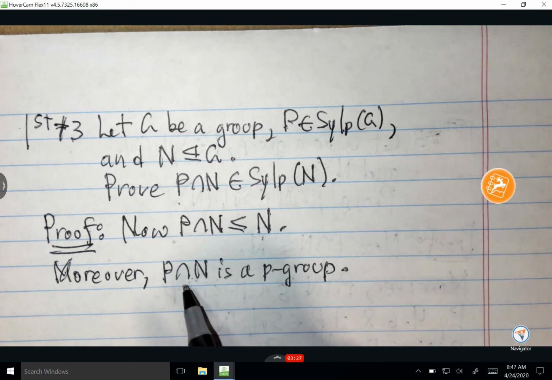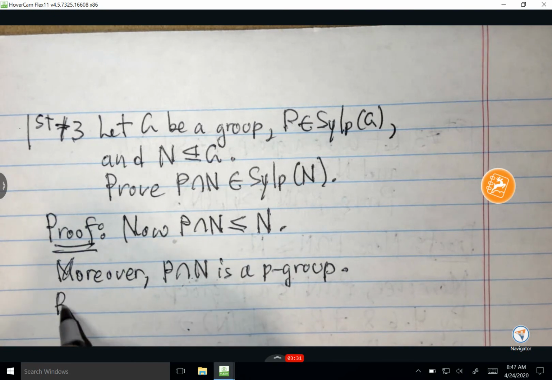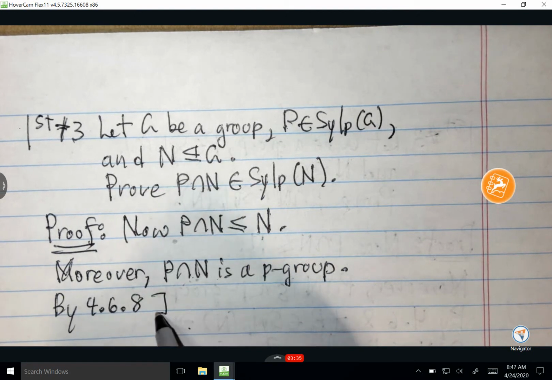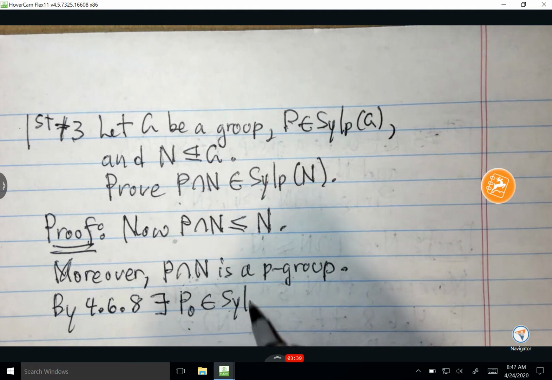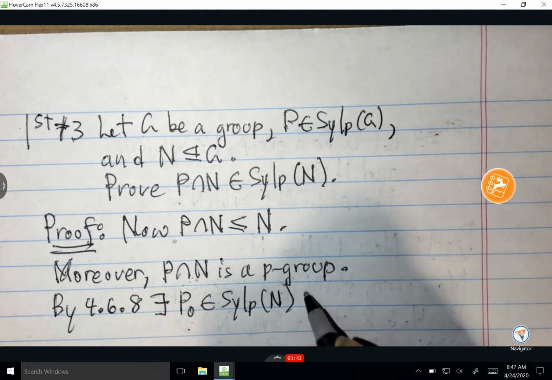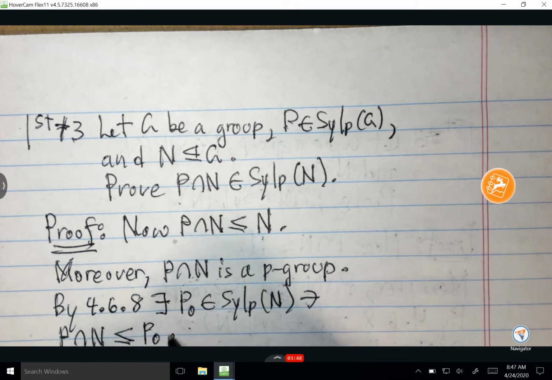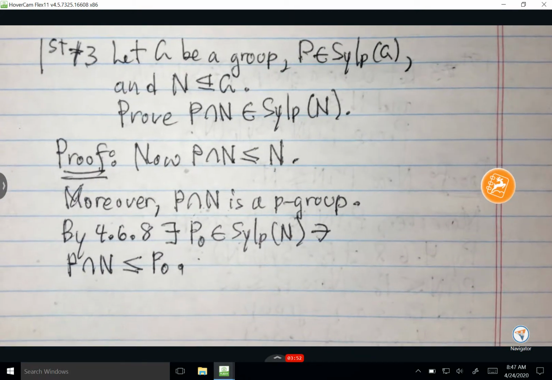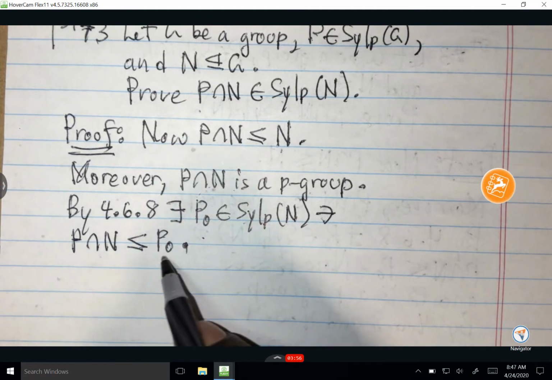I have to give it a name, I'll call it P0. So by 468, there exists a Sylow p-subgroup of N, I'll call it P0, such that P intersect N is a subgroup of P0. Okay, so I get this.